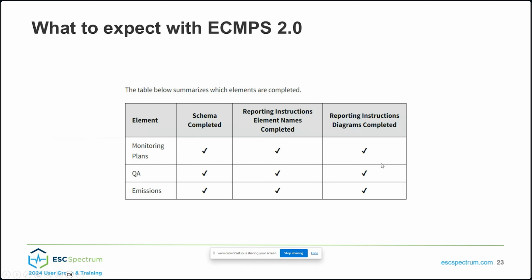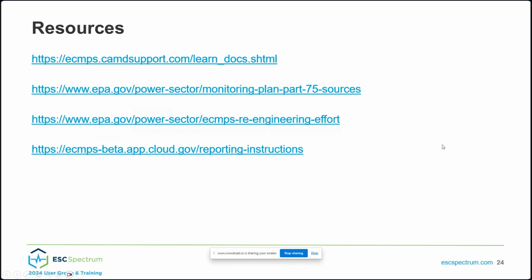This is just a table of what to expect. Again, this says schema completed. MATS is not. You'll notice there's no MATS listed as completed. They do have reporting diagrams, flow charts on the way they're implemented. It's very similar to the way ECMPS 1.0 has been operating, with a few updated diagrams. I've also provided some resources where you can go to the EPA and keep updated with 2.0.